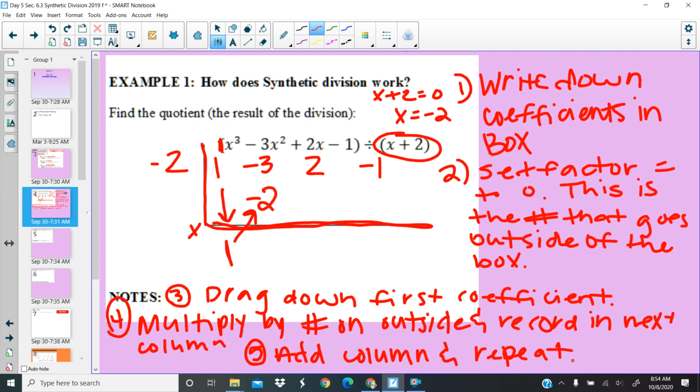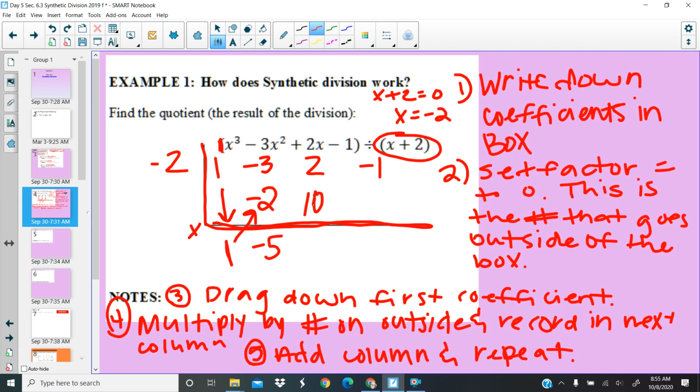And so whenever you're adding the numbers in the column, we have -3 plus -2. So that's going to equal -5. And so then I'm just going to repeat the process. So what I'm really repeating is like step 4 and 5 over and over until I'm done. So step 4 is multiply whatever number we got on the bottom, which is -5, by the number on the outside. So -5 times -2 is going to be 10.